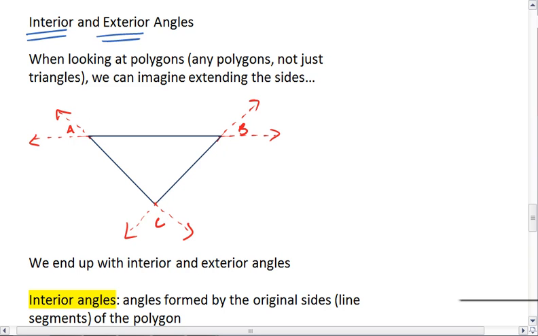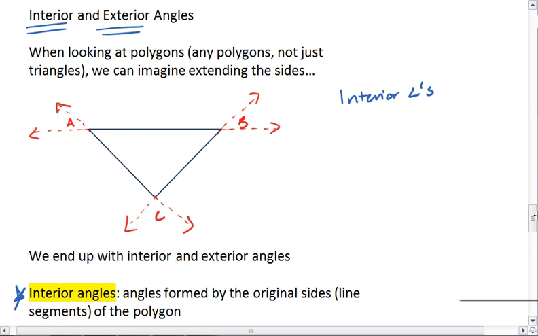is we have what are called interior angles. And interior angles are angles that are formed by the original sides, which are the line segments of the polygon. So in this example, we have 3 interior angles, which I just marked off in blue. And those are the angles that are inside your polygon, and in this case, the triangle. We also have what are called exterior angles.